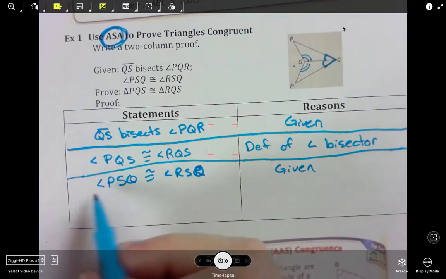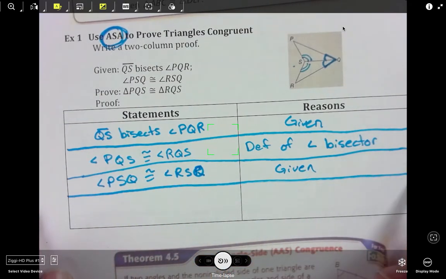Again, you don't always have to write your givens right at the very beginning. You can write them as you use them. And that's all I have given.